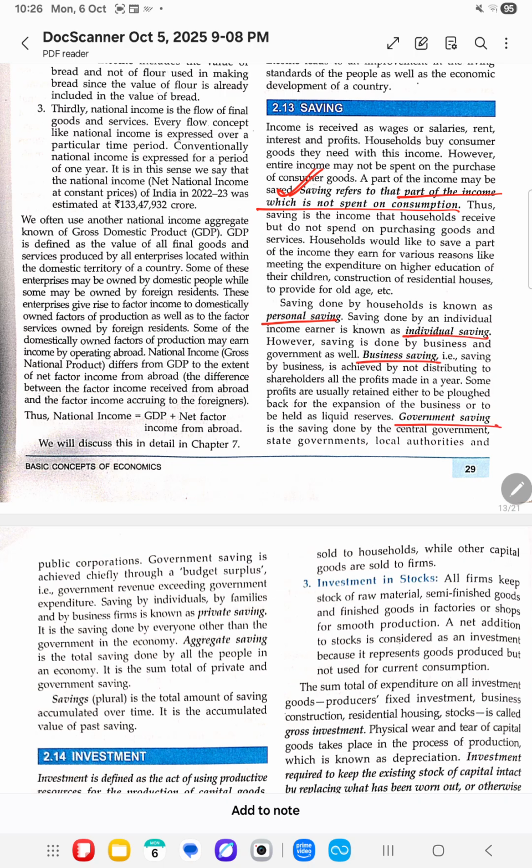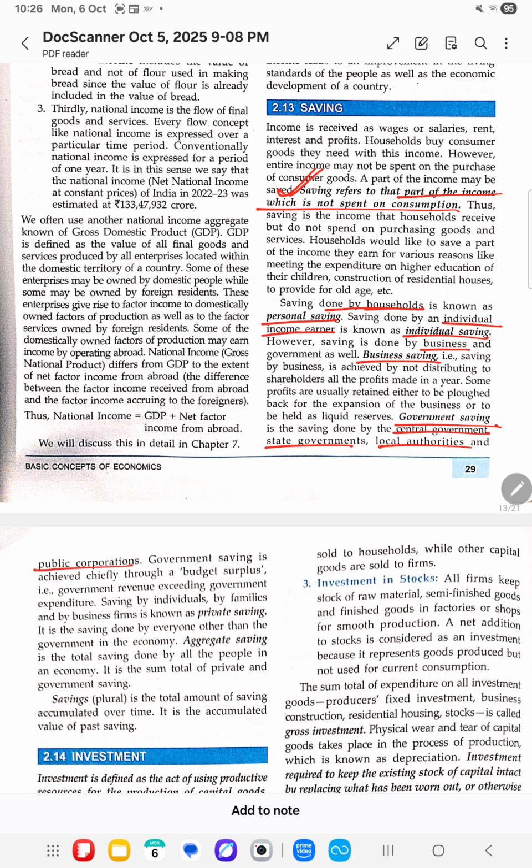Okay. So what is personal saving? Done by households. What is individual saving? Done by an individual income earner. What is business saving? Done by business. And what is government saving? It is done by the central government, state governments, local authorities, and public corporations.